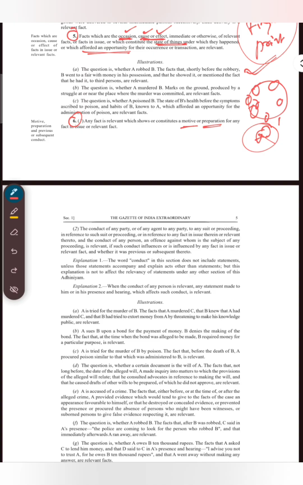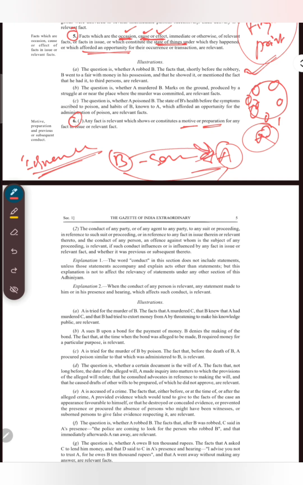For example, if B is a son of A, and B committed the murder of A in order to get the insurance amount, in that case, it will be said that the motive of B killing A is money. So this insurance amount, or the fact that A had an insurance, is a relevant fact and can be proved in court. Also, preparation is also relevant.